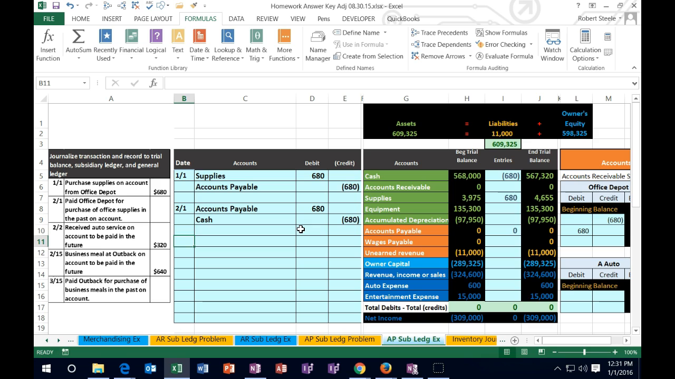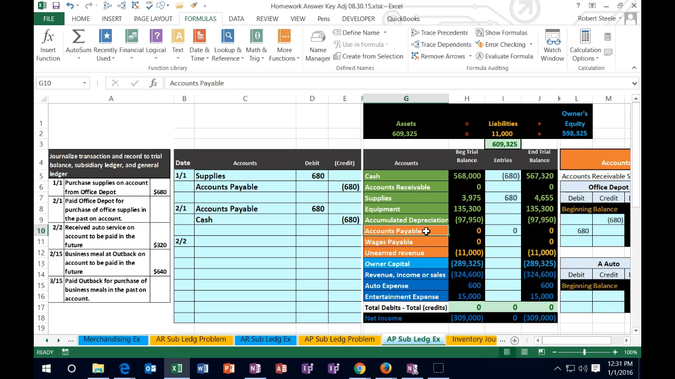We're now on 2.2, going to skip a line. Received auto service on account to be paid in the future. All right, so we got auto service, and we're going to pay it in the future, and therefore, is cash affected? No, we're going to pay it in the future. So we got service, but we're going to pay it in the future. We owe money. What's the account that means we owe money in the future?